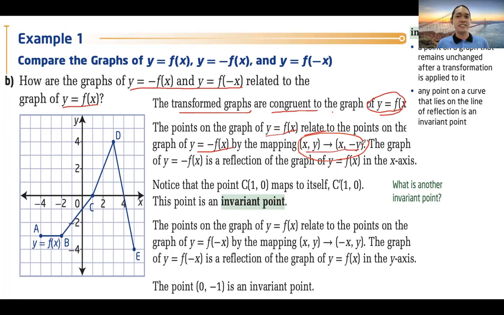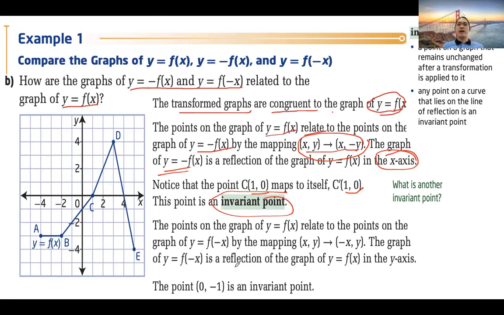Reflection along the x-axis can be represented in this mapping notation, or you can have it in this formula: y is equal to -f of x. This represents the reflection of the graph along the x-axis. So notice that a while ago, (1, 0) remains (1, 0). The point that I highlighted in the previous slide is the invariant point. So you call it an invariant point.